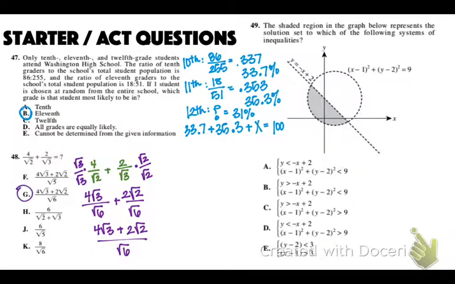And they didn't make you rationalize it. If they did want you to rationalize this, the next step would then be to multiply by the square root of 6 to top and bottom. But we don't need to do that because we don't care about rationalizing.